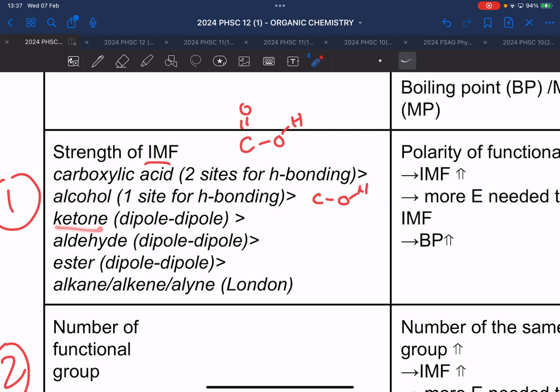They have dipole-dipoles. Aldehydes also have dipole-dipoles. Esters also have dipole-dipoles. Okay, this is the order of their strength. It's not a big difference in their strength, but this is the order. And then alkanes, alkenes, alkynes, all have London forces because they're all symmetrical.